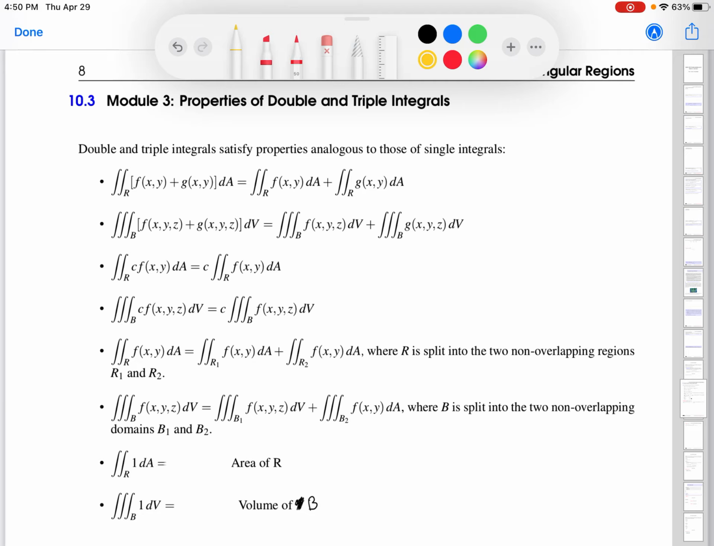Okay, so to go through these properties here, the first two properties are just telling us that the integral of a sum is the sum of the integrals, whether we're doing double integrals or triple integrals. The next two say that the integral of a number times a function is that number times the integral of the function, whether doing double or triple integrals.